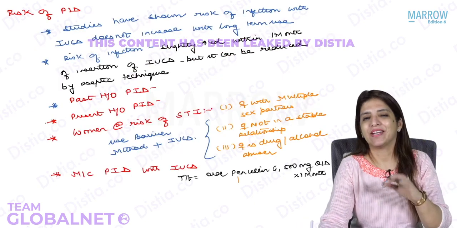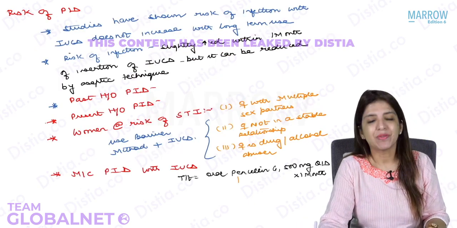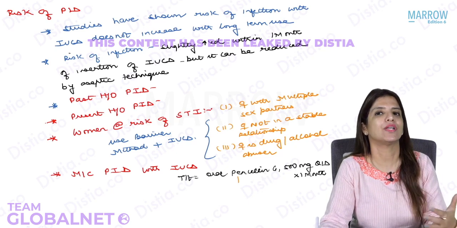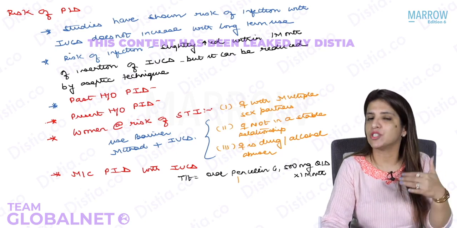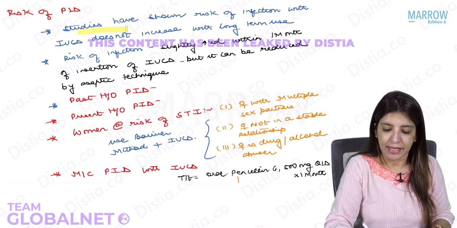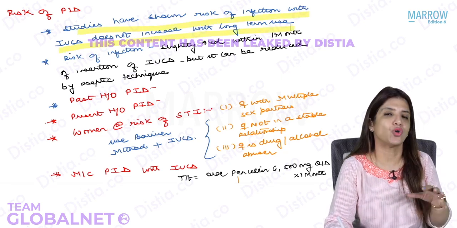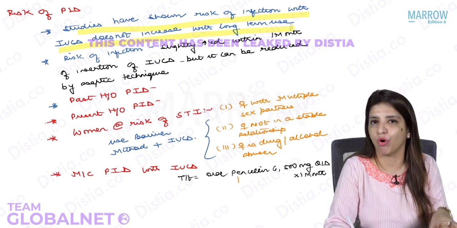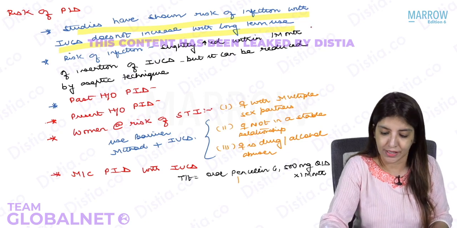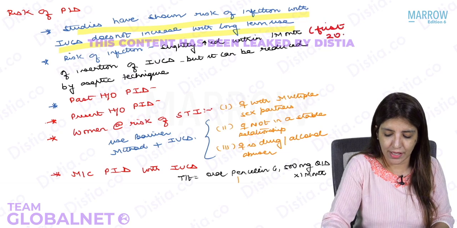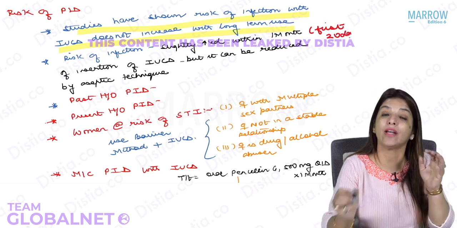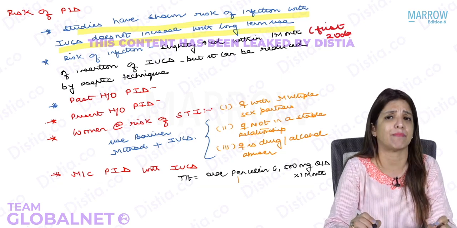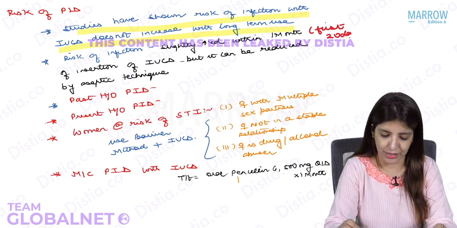Then comes the risk of PID, another very, very controversial area over here. See, when studies were done, initially a few studies showed that yes, the risk of PID is increased with IUCD. But when these studies were carried on for a long time, it showed that the risk of infection with IUCD does not increase with long-term use. The risk is only in the first month of insertion, and that too in the first 20 days. Maximum risk is in the first 20 days of insertion, and we as practitioners can reduce that risk by taking proper aseptic precautions while loading the IUCDs, right?